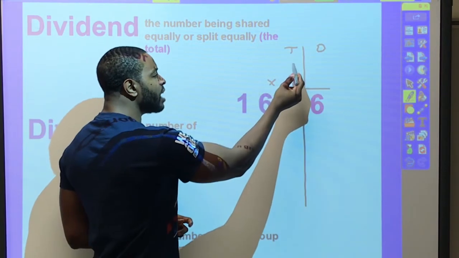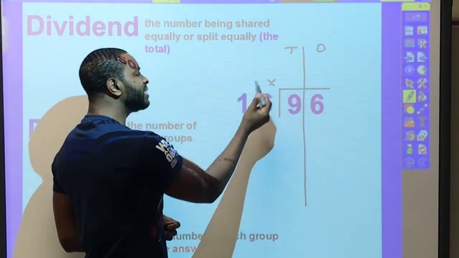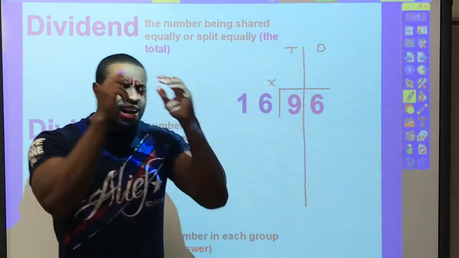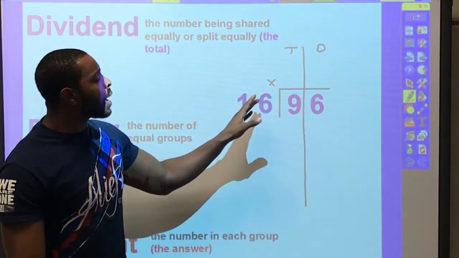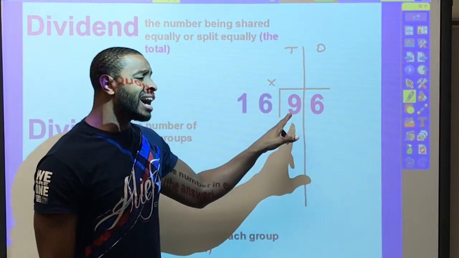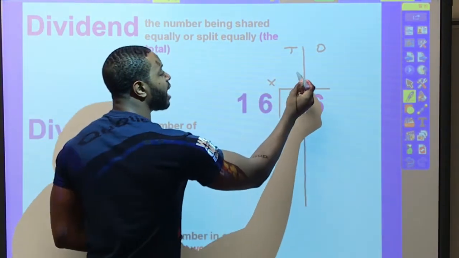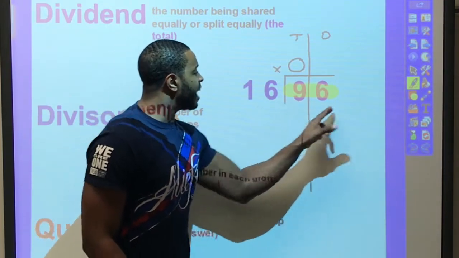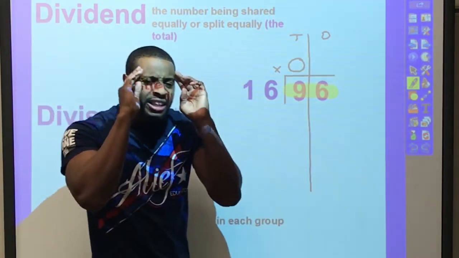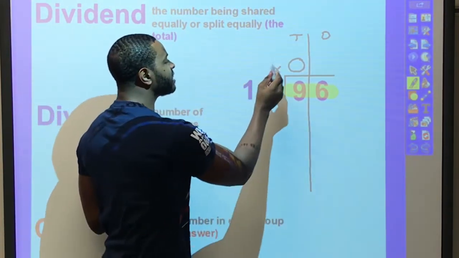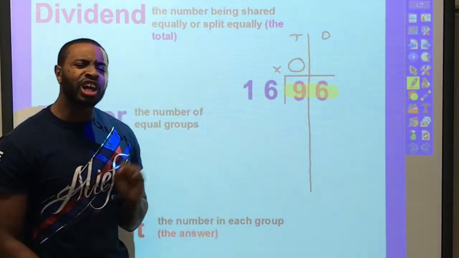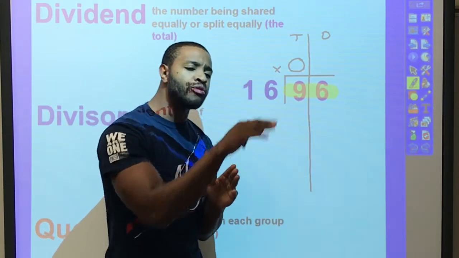16 times what will get me 9? There's not a number in the world that I can multiply by 16 to get me close to 9. So I know I'm going to need a placeholder. So now I need to look at 96. So I have to think about, 16 times what will get me close to 96? Close as possible without going over.